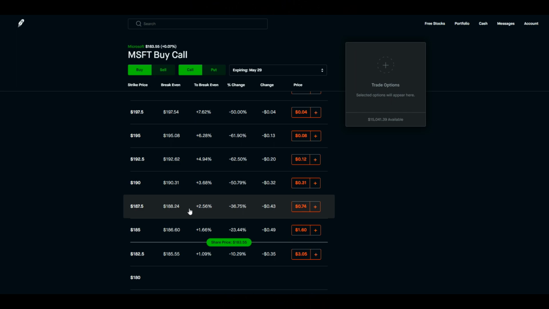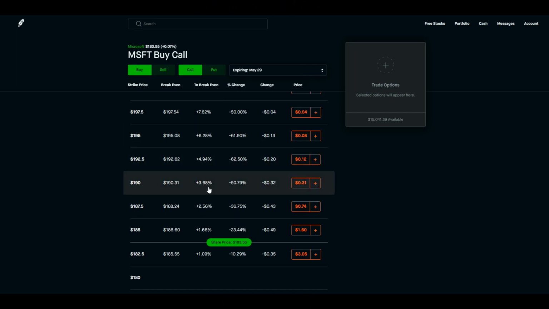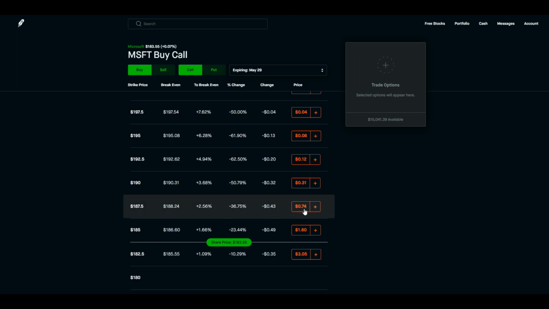So let's say Microsoft was doing earnings on May 29. If you want to sell at $187.50, this premium would not be $74, because earnings is going to cause something called IV, implied volatility, to jump a lot. It's going to cause this premium to go up. So instead of collecting $74 by this date, you might be collecting $160 instead.